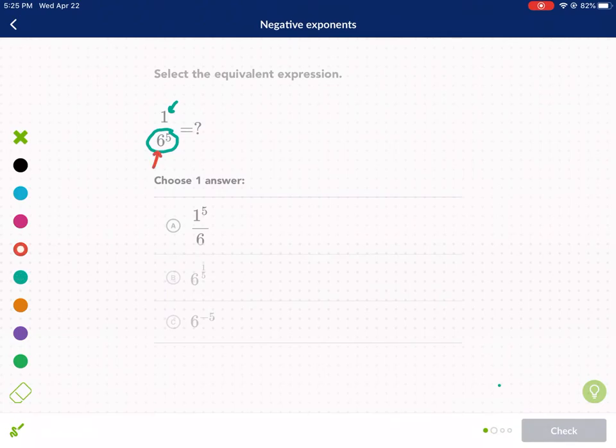Well, our base is 6, and the exponent is 5. But because it's in the denominator, we're going to make it negative. So we're going to use our base, 6. We're going to use our power, our exponent, 5. But because it's in the denominator, we're going to make it negative. So 6 to the negative 5th is the same thing as 1 over 6 to the 5th power.